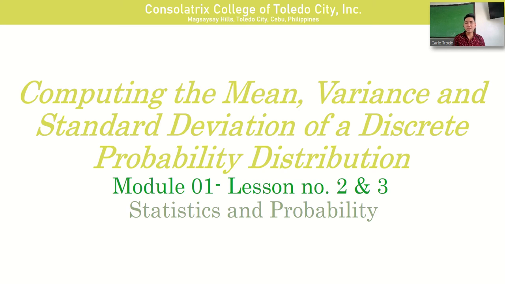Now that you have mastered computing the central tendency and measures of dispersion, you are now ready to compute the mean, variance, and standard deviation of a discrete probability distribution. Again, a discrete probability distribution is the list of random variables. You are listing the possible outcomes. And the property is that the probabilities should always add up to 1.